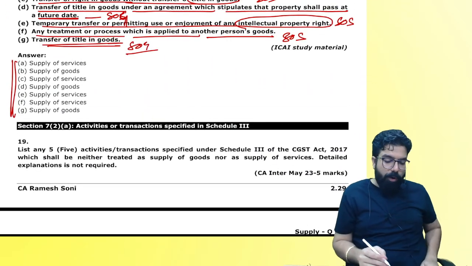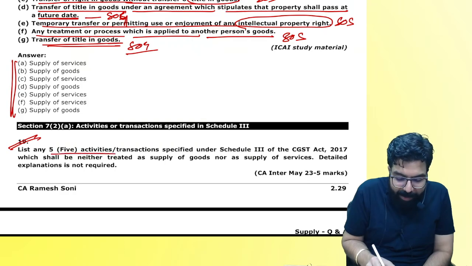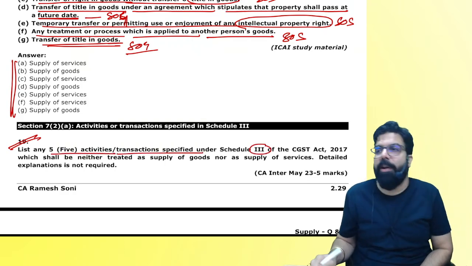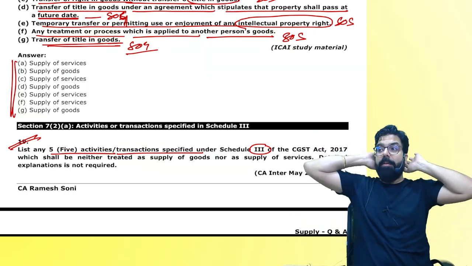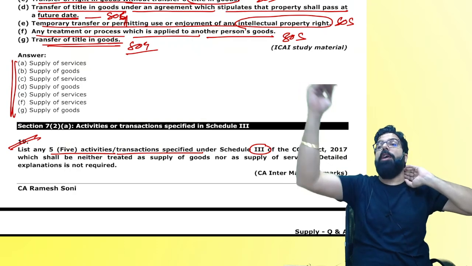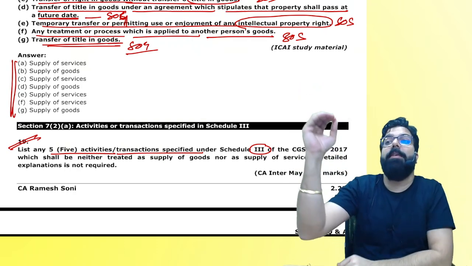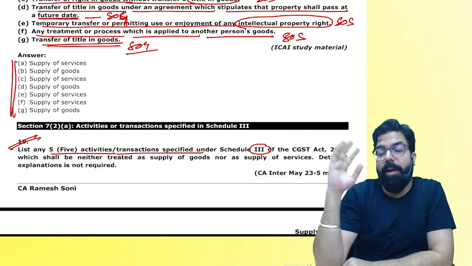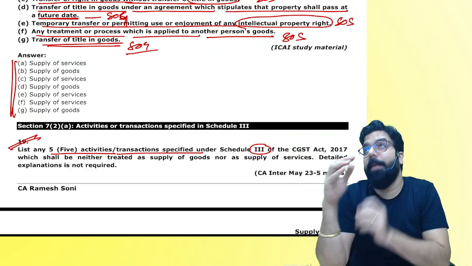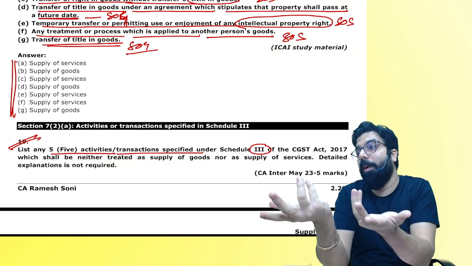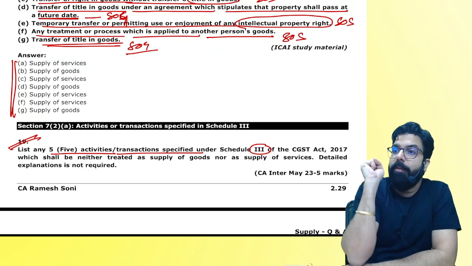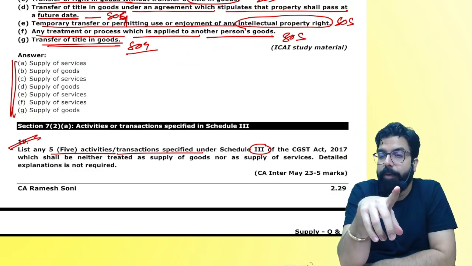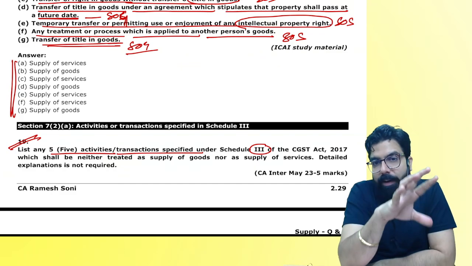Chalo. Everyone over here. List any 5 activities or transactions in Schedule 3. You remember all of that? CAMEL G. C for court or tribunal. People, services by court or tribunal. Just imagine in the exam you remember CAMEL G, but you don't remember the full form. Services by court or tribunal, which is established under law. Court or tribunal should be established under law.